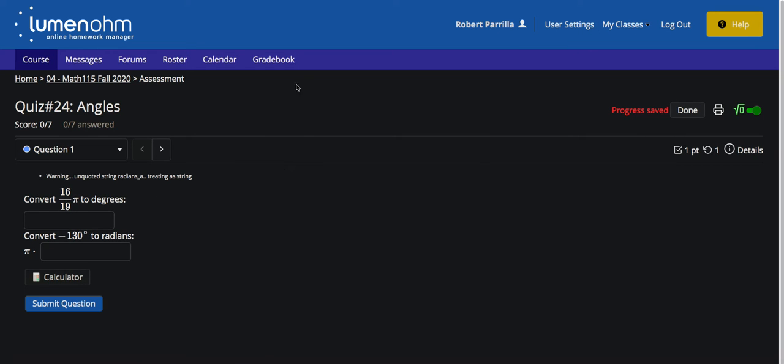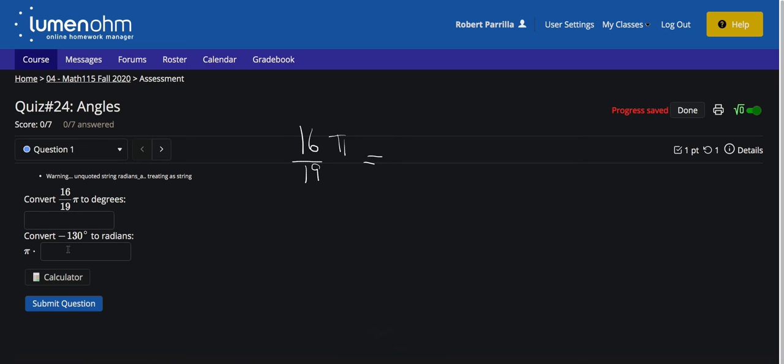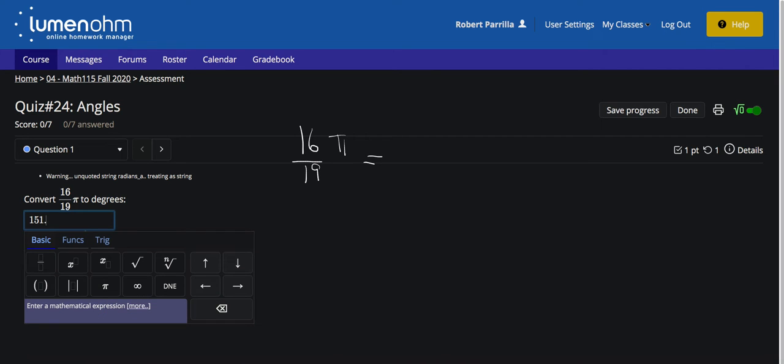Okay, 16. Okay, so let me set this up first. 16 over 19 times pi into degrees. Again, replacing pi with 180. So I'm just going to go here: 16 times 180 divided by 19. That'll give me 151. But do I need to make it into a calculator? I don't know. Let's see. 16 pi. I'm not sure about this one. 16 times 180 over 19. Okay, that must be right. I don't know. Let's see. 151 point what? 58. Maybe degrees here.